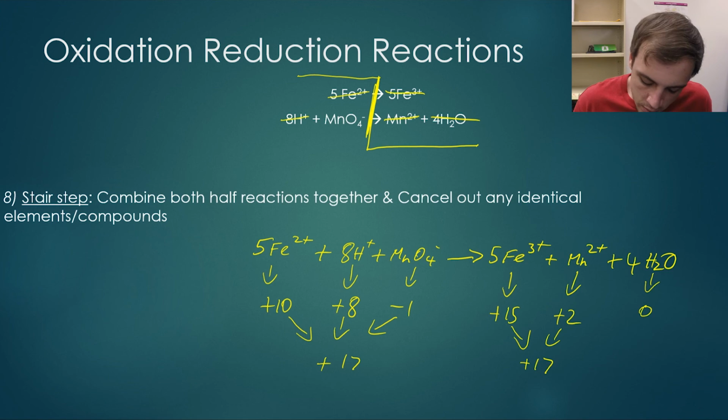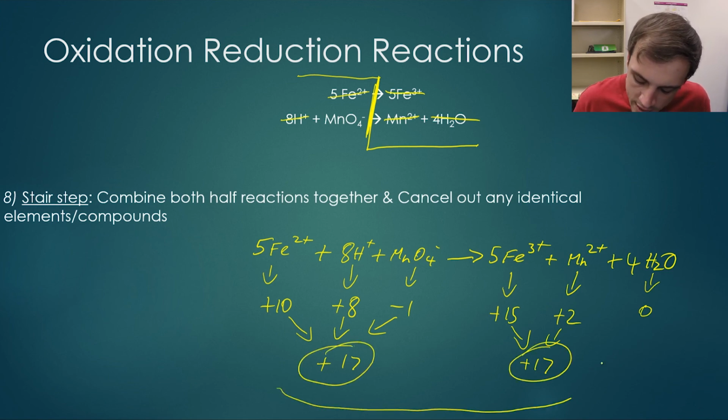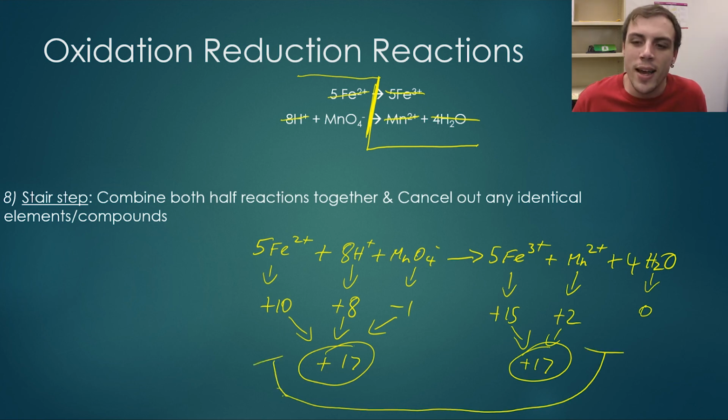So now we have a look. We have +17 on the left, we have +17 on the right, and that means that we have a very happy redox equation. And that is how you solve a redox equation with our final self-check at the very end to make sure that you get the question right every single time.